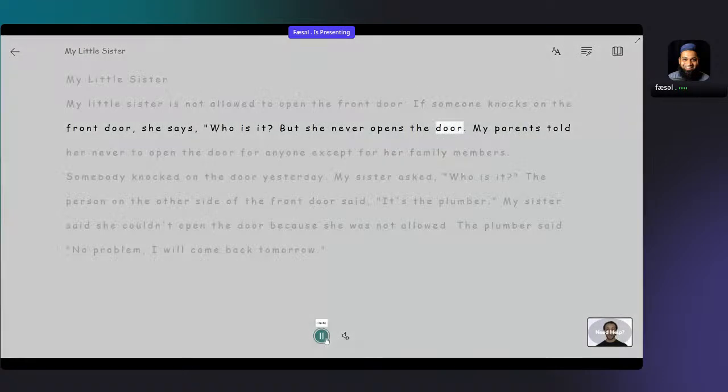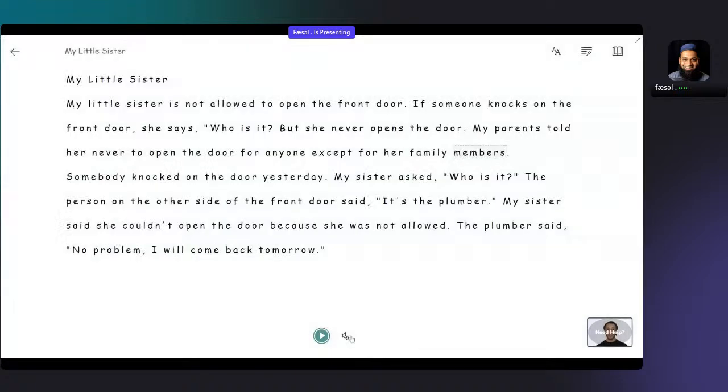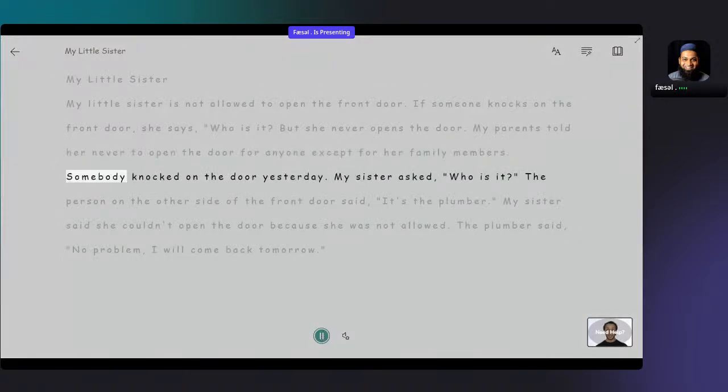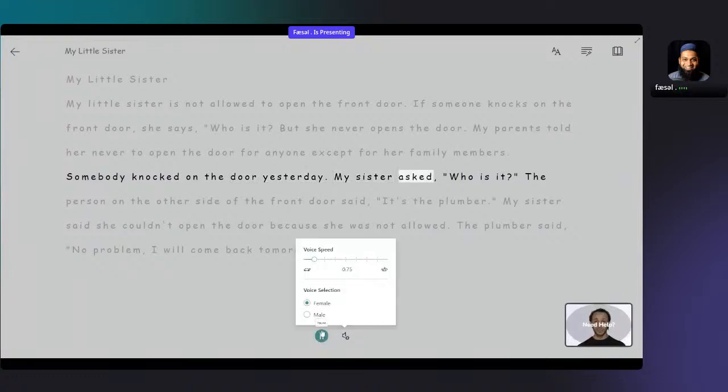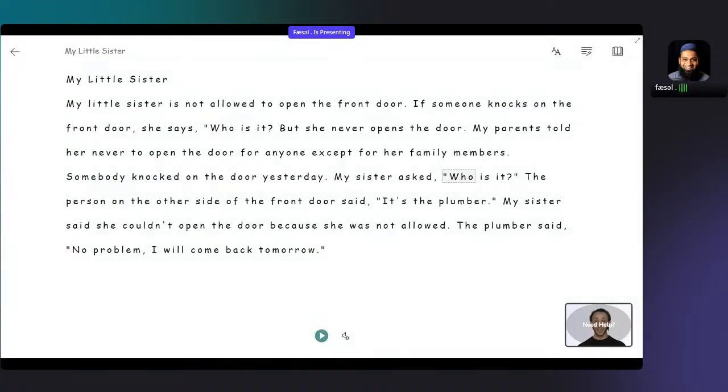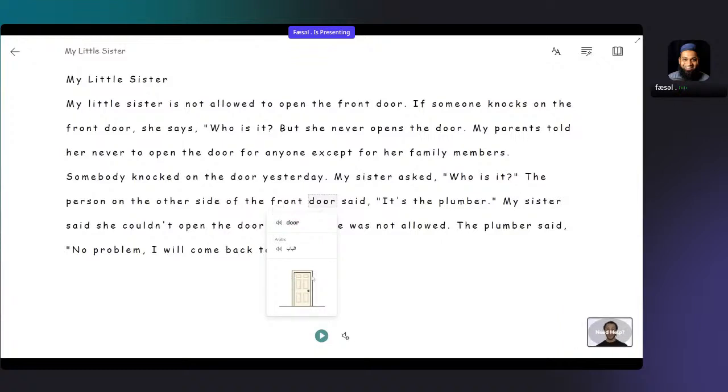My parents told her never to open the door for anyone except for her family members. You can also decrease the speed like this. Somebody knocked on the door yesterday. Right? My sister asked, who? Okay. So this is how you control the speed. You can click on an individual word. You can also listen to its pronunciation like this. You can also see what it means because it comes with a picture. Usually a lot of words appear with what they mean in the form of a picture.